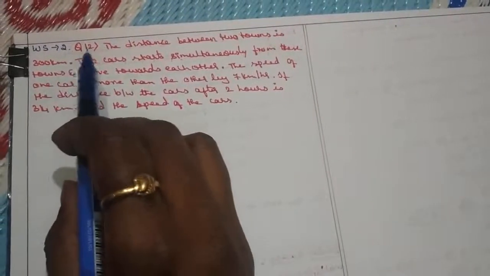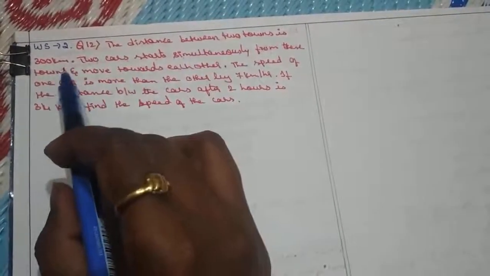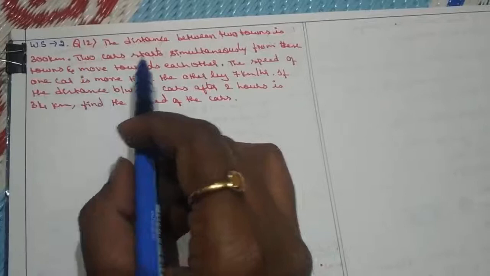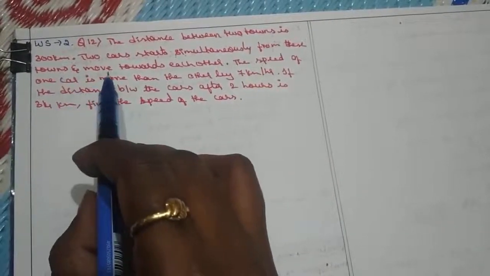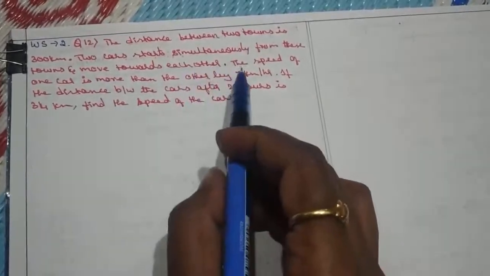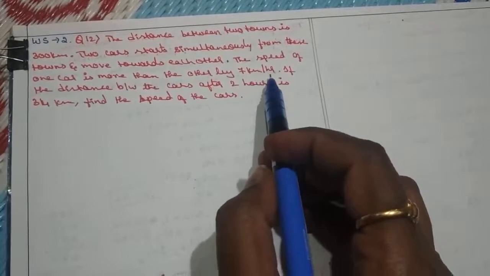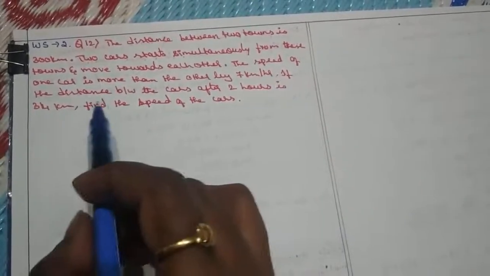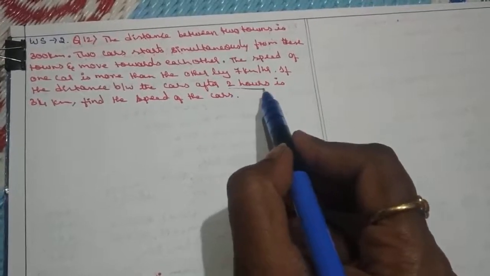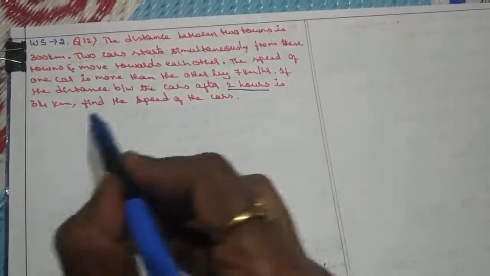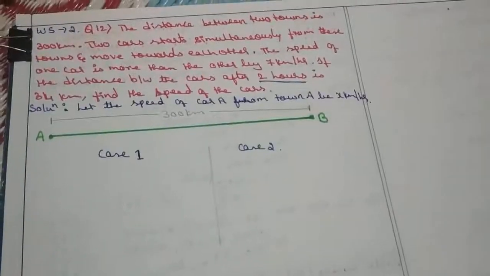So worksheet 2, question number 12. The distance between two towns is 300 km. Two cars start simultaneously from those towns and move towards each other. The speed of one car is more than the speed of the other car by 7 km per hour. If the distance between the cars after 2 hours is 34 km, find the speed of the cars.